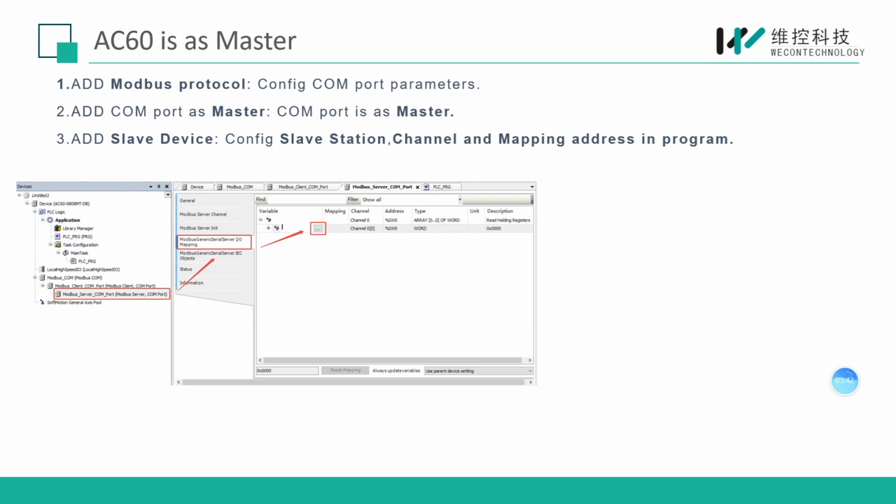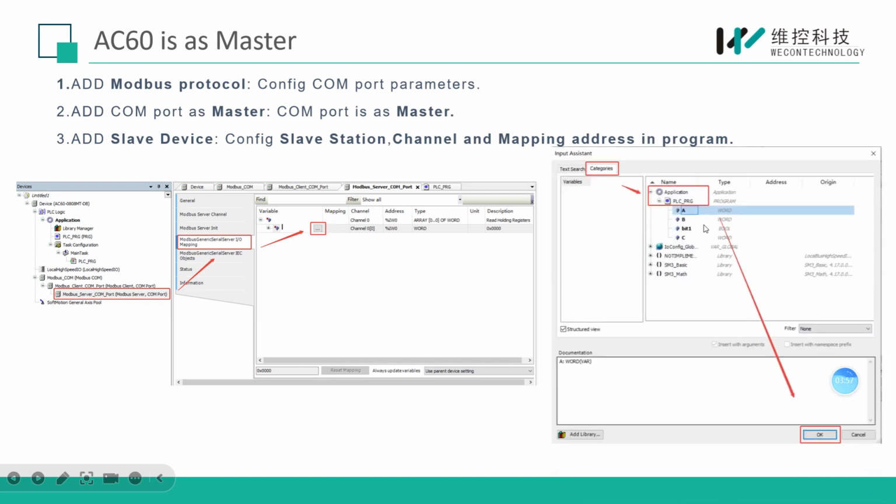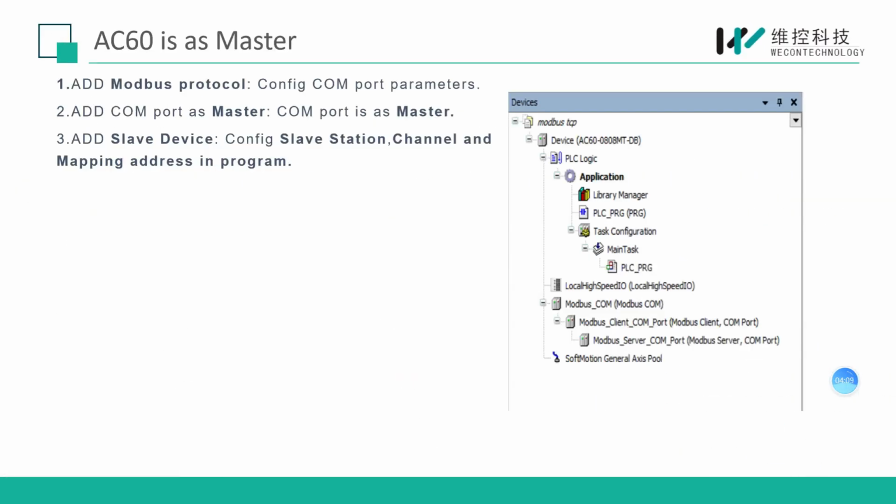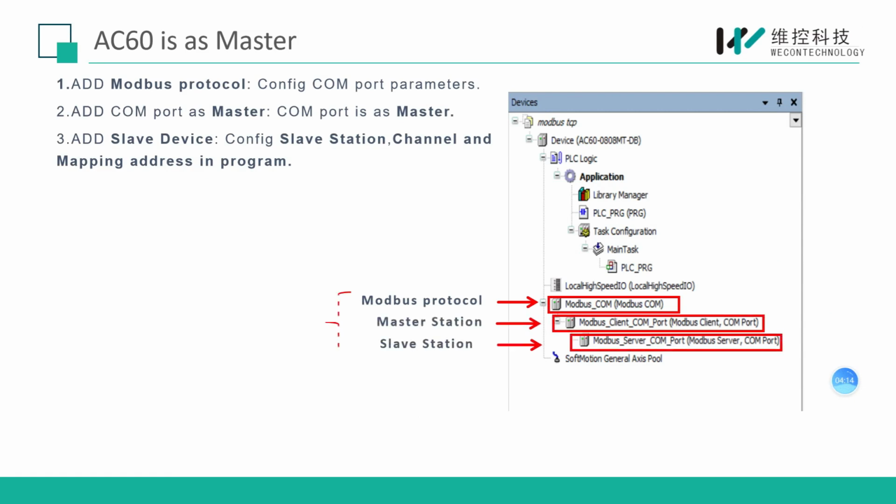Okay, after creating the channel, we can see the Modbus mapping screen. There are some channels we created before. With the enable option, we can select the address from AC60 parameter or program. So in conclusion, we have 3 parts we must set in Modbus master configuration: Modbus protocols, Modbus stations, and slave station.